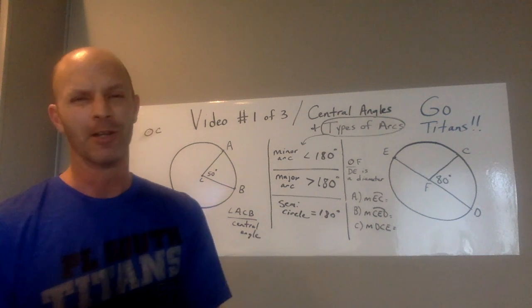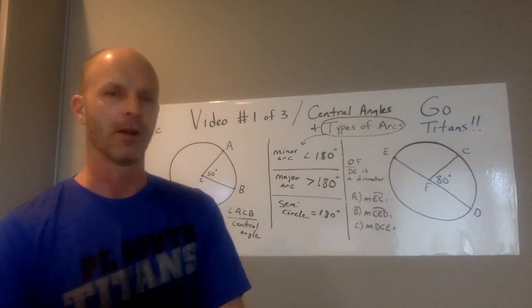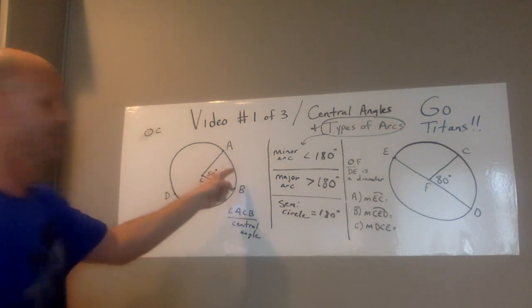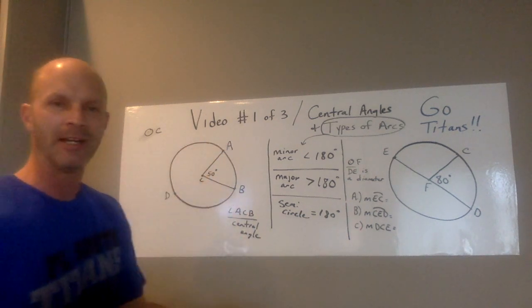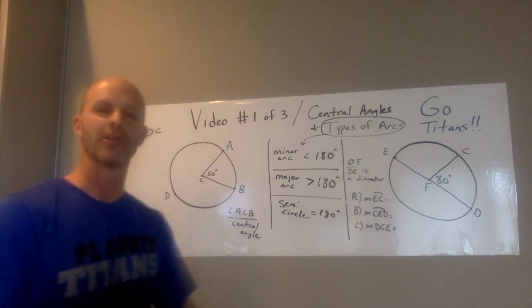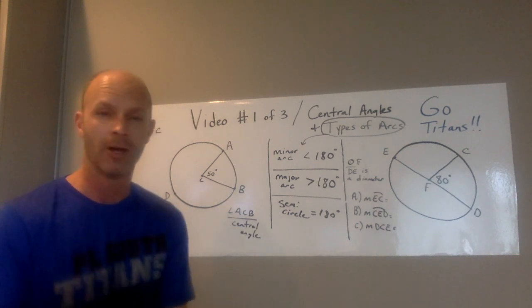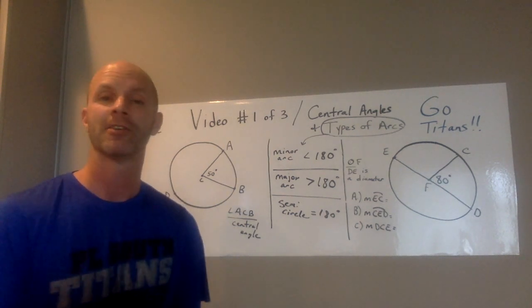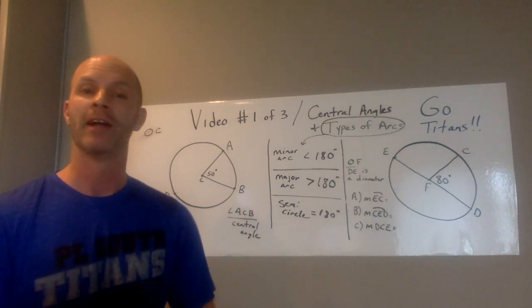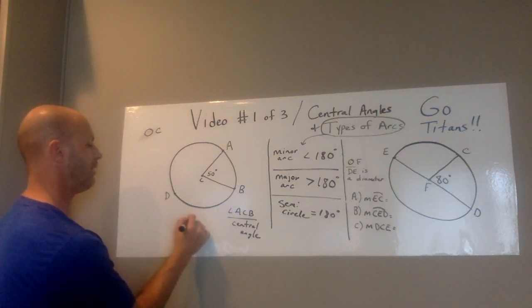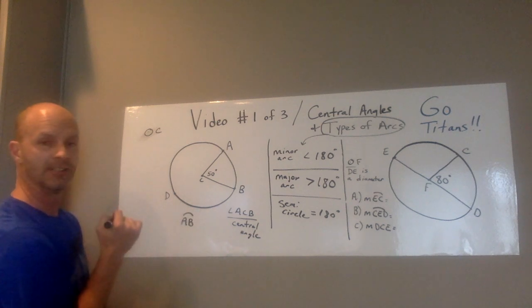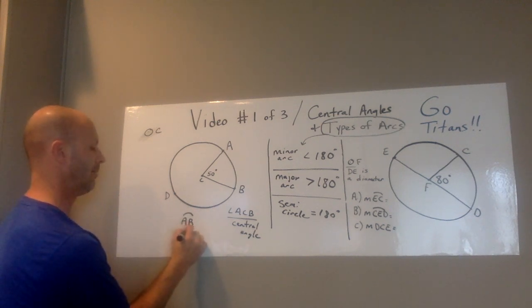Now that we have a little background on what types of arcs we have, let's take a look at this one. This AB, just by looking at it, not knowing anything else, do we think it's minor, major, or semicircle? Anyone? I think I heard an answer. Yes, I heard minor. Okay. So we're going to say that arc AB, and that's a little arc symbol right there, is a minor arc.